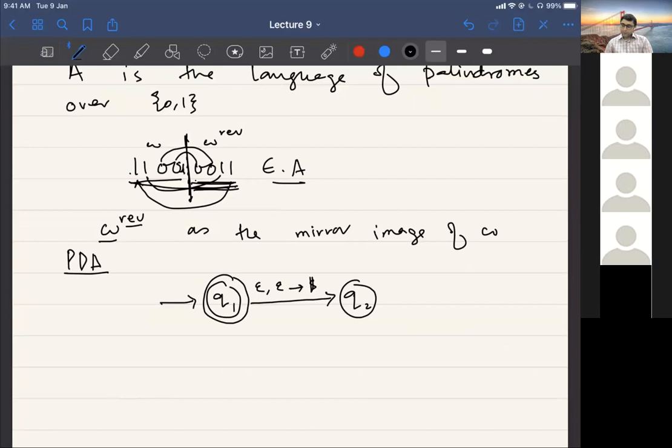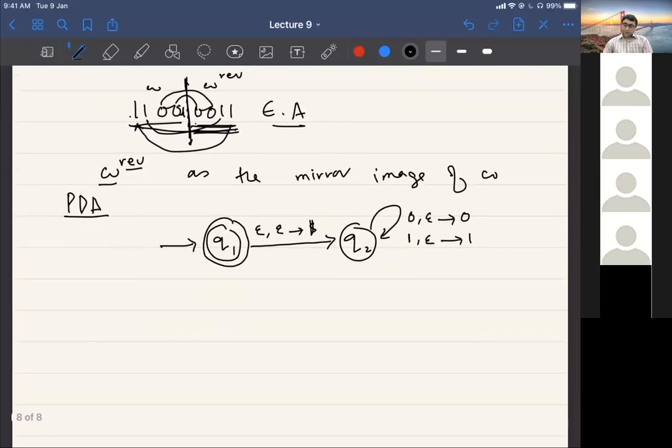Over here, when the machine reads zero, it just pushes. So it does not expect anything on the stack and pushes zero. When it reads one, it does not expect anything on the stack and pushes one, right? But after every single character that it reads, it assumes that there's a possibility that we have found that imaginary line, virtual line. So we take an empty transition, a pure empty transition, to go to state Q3.